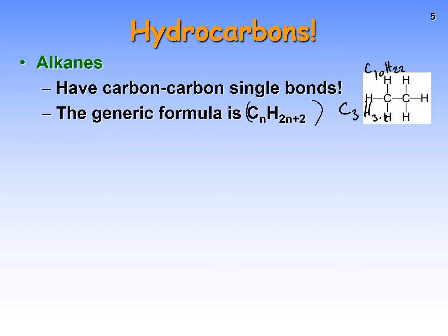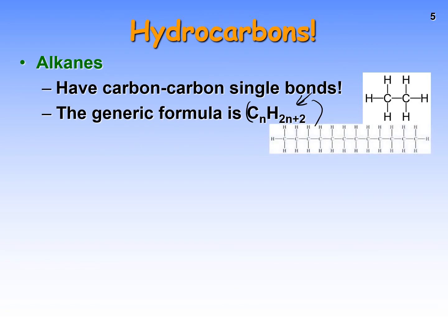So here's ethane, which is C2H6. As you can see here, it still follows the same formula. We have 2 carbons, so that's the n. And 2 times 2 is 4, plus 2 is 6, and 1, 2, 3, 4, 5, 6 hydrogens. And there's the Lewis structure of it actually as well.